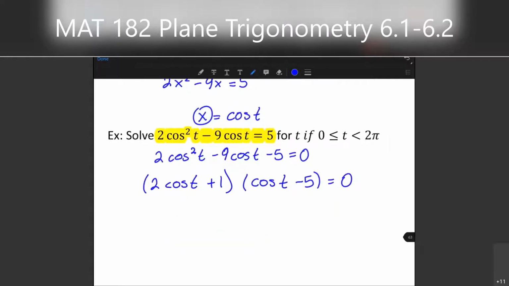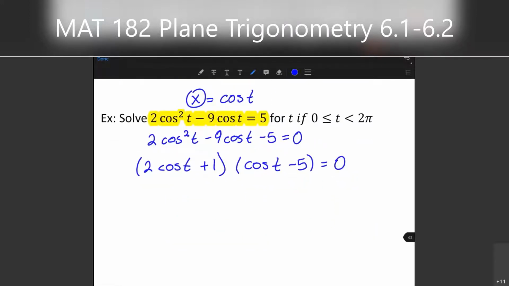Now we're going to consider it just like a regular quadratic. If I have it in this factored form, I'm going to want to consider setting both of these factors equal to 0 and see where this leads us. So we'll start with the first side. We have 2 cosine t plus 1 is equal to 0. We'd like to solve for t, again, where t is between 0 and 2 pi.